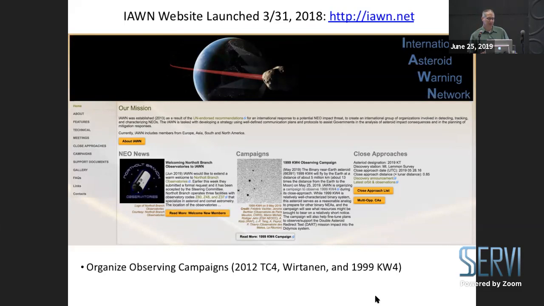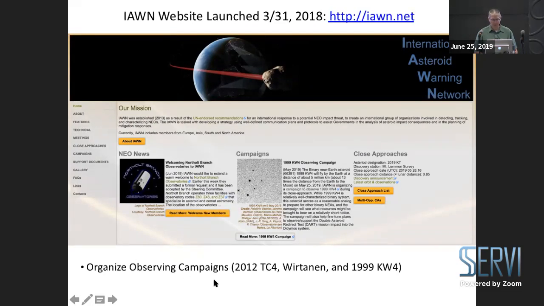The International Asteroid Warning Network website was launched a little over a year ago. There have been constant upgrades and new features. Feature articles are constantly added to the website. Also updates in terms of IAWN and its membership, features on the members, features on the campaigns, and automated and updated close approach data. We're also synced with the CNEOS website as well.